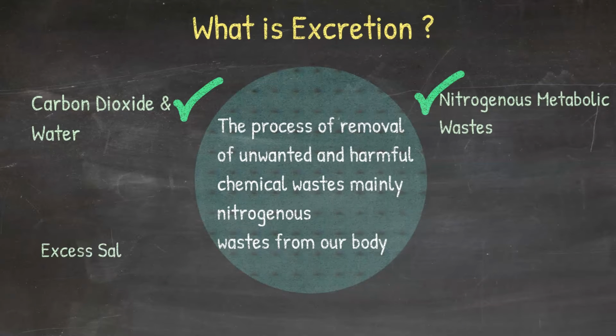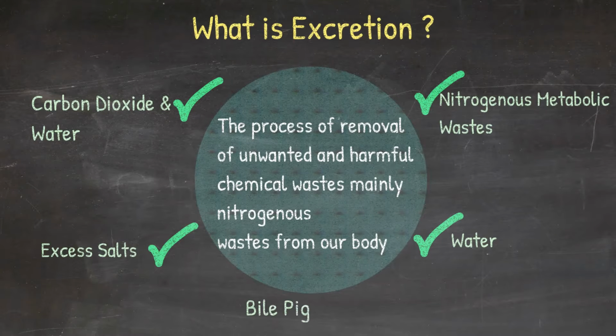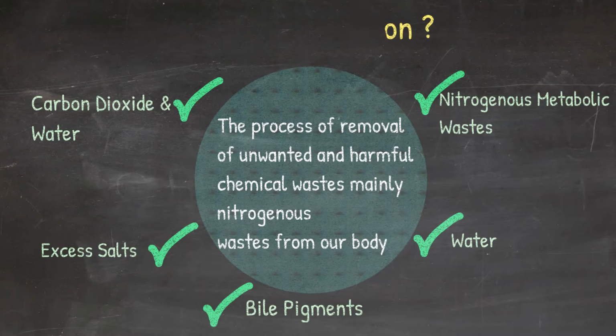Excess salts such as sodium chloride and some excess water-soluble vitamins like vitamin B and C need to be eliminated. Water, which is taken in with food and beverages, is also removed in excess quantity. Bile pigments, the breakdown products of the hemoglobin of dead RBCs, are excreted in urine.